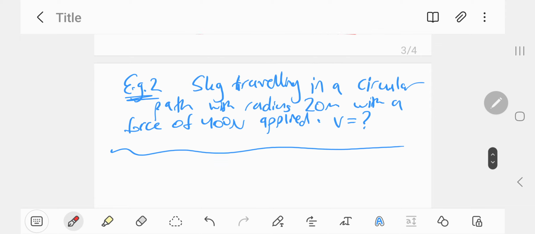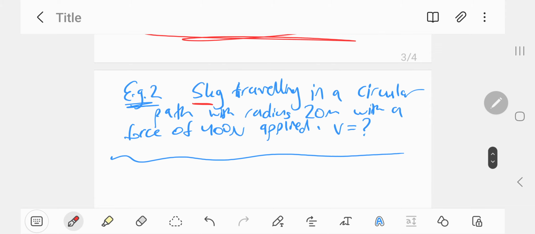So same as before, we need to first identify what we know. So we know what the mass of the object is. We know what the radius of the circular path is. We know what the force being applied is. So in this case, it's the centripetal force. We need to identify that because the tension in the rope is what provides the circular motion. And we need to work out V.